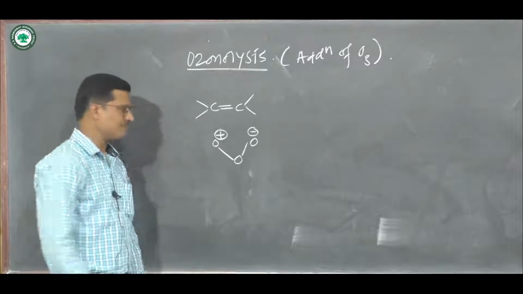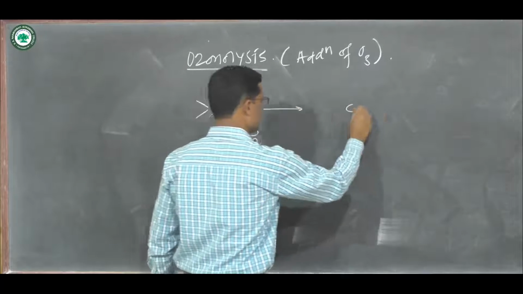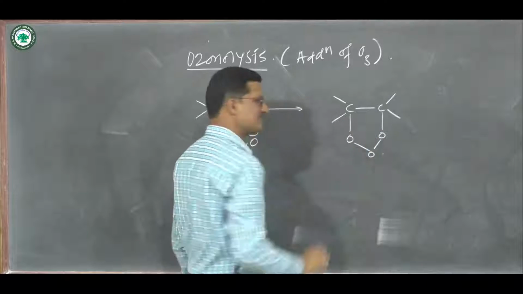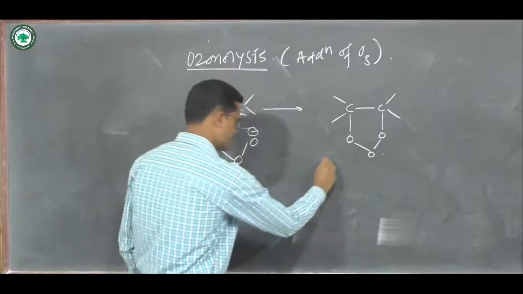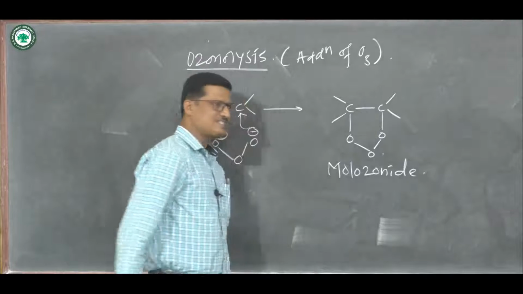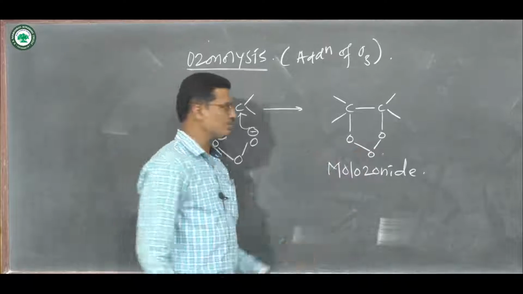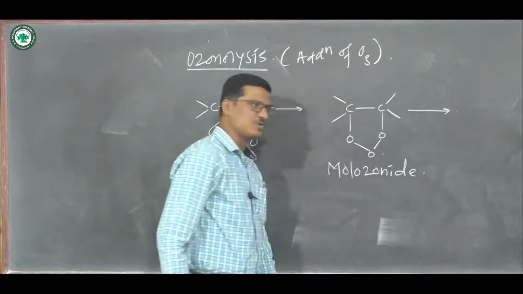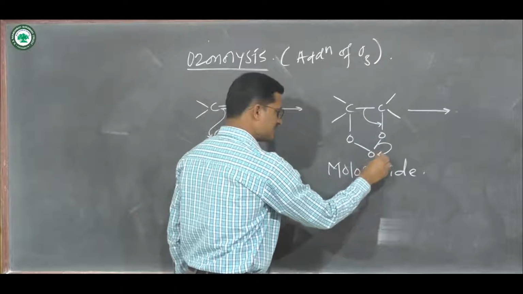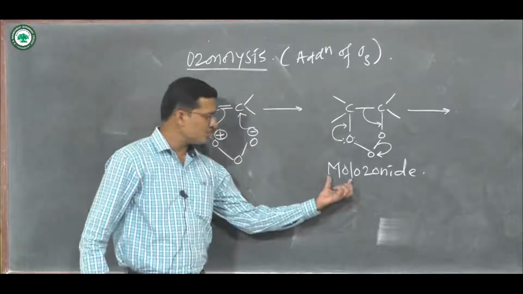In the first step, the ozone is added to the carbon-carbon double bond, and there is formation of molozonide. Once the molozonide is formed in the first step, the molozonide is converted into the ozonoid. So how is the molozonide converted into the ozonoid? This bond is broken here. This oxygen gets the negative charge, and this lone pair is donated. In this way the molozonide breaks like that.